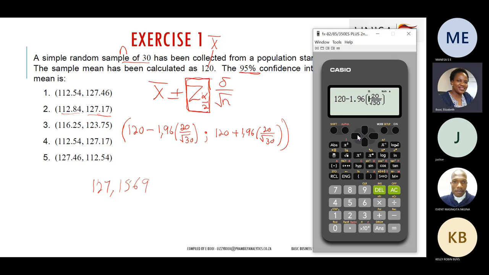And then we're going to change the minus to a plus. 120 plus 1.96 times 20 divided by the square root of 30.